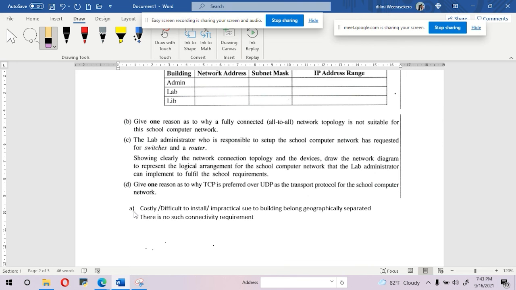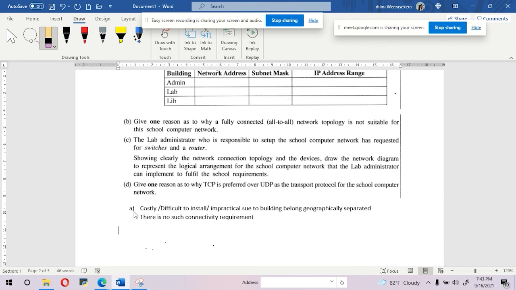Now we go to B. B says: the lab administrator who is responsible for setting up the network has requested a switch and a router. The switch is to connect all the LAN and the router is to get the internet connection. Showing clearly the network connection topology for all the devices, draw the network diagram. Okay, that needs bigger space, so we have to move to the next page.